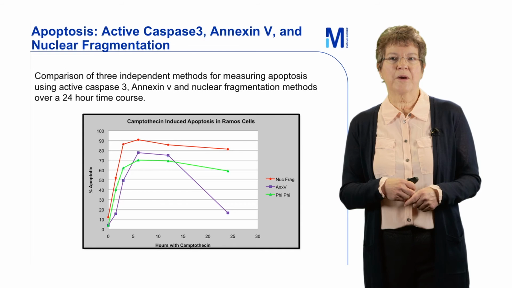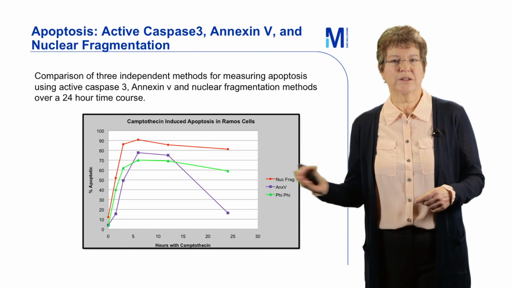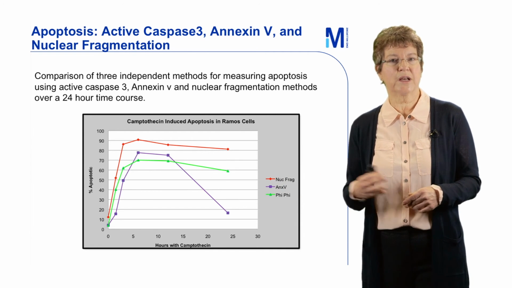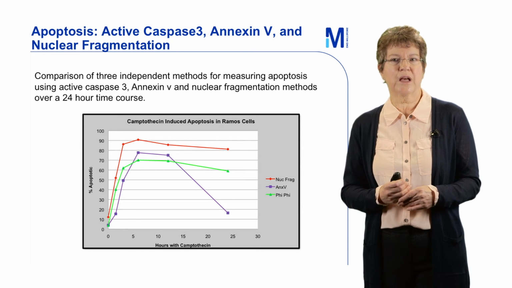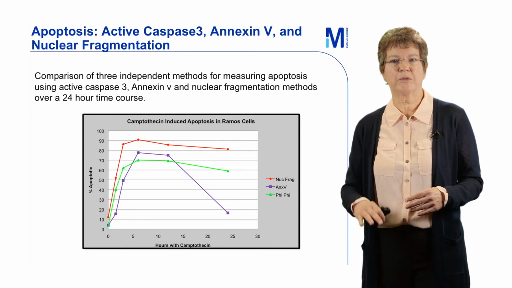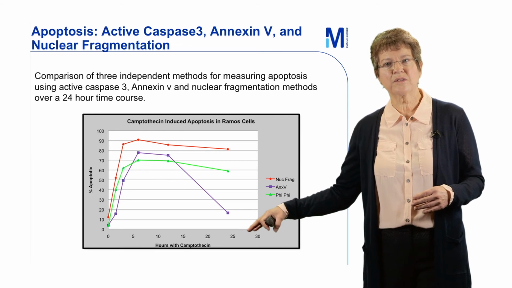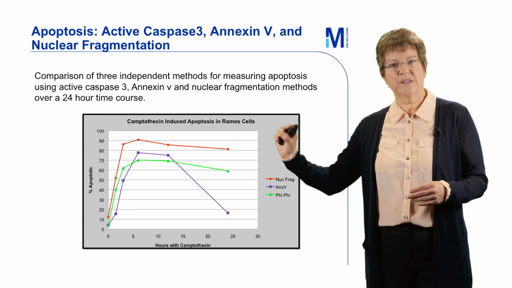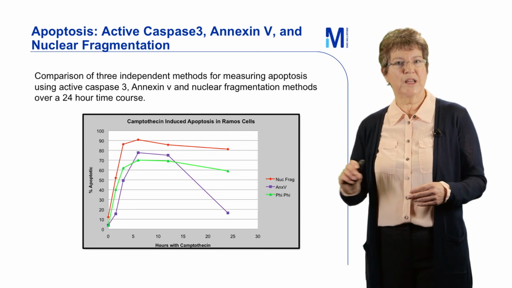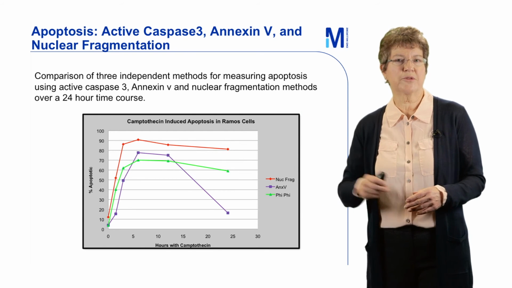Here's a graph comparing the 3 as a conclusion. It's a time course confirming the differences, and you can see that over time the annexin 5 goes down, the Lux is coming up and staying the same, but the DNA fragmentation obviously is capturing everybody.